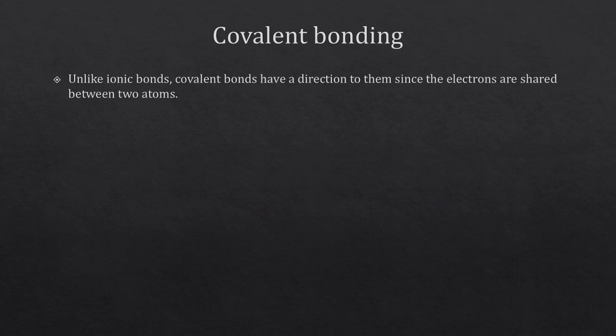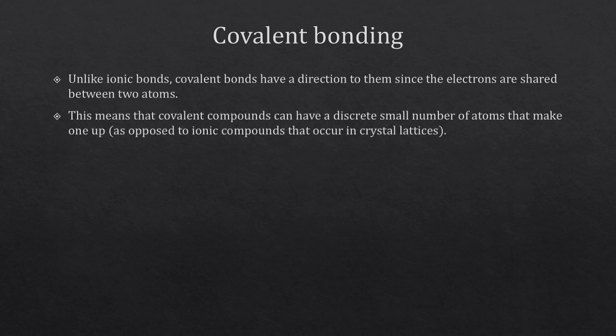So, what do we know about covalent bonds that we wanted to remember before we start worrying about this naming stuff? We've got two conceptual things to cover. So unlike ionic bonds, covalent bonds are going to have a direction to them. Because the electrons are shared between the two atoms, most of the electron density is going to occur right between the atoms, rather than being spread out in all directions, like when we talk about electrostatic attractions. What this means is that covalent compounds can have a discrete small number of atoms that make one up, instead of ionic compounds that occur in giant crystal lattices.